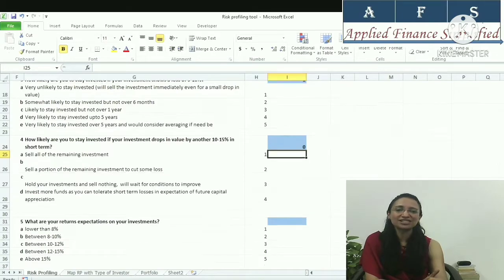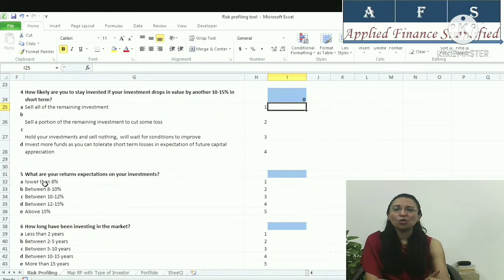Let's move on to the next question. What are the returns expectations that you have from your investments? Based on your return expectations from your investment, you have to select the appropriate answer. In case of Mr. Raj, he wants a steady income stream. So he should be happy with an 8% to 10% kind of income level. So we'll score him 2 here.